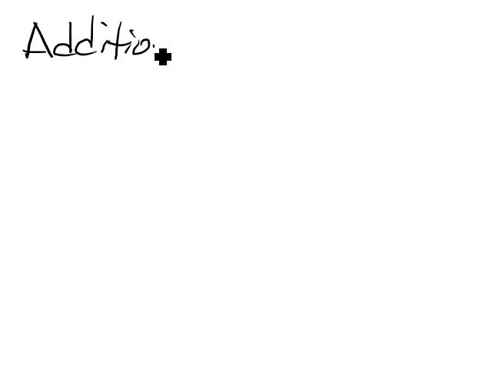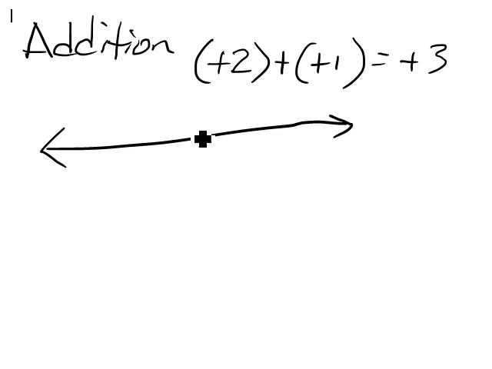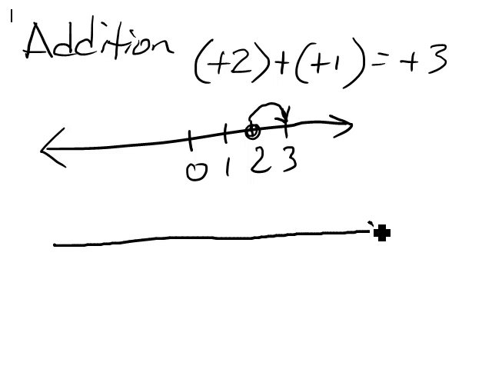Okay, same thing with addition. If you're having a hard time remembering which way to go on a number line, try solving a simpler problem. For example, positive 2 plus positive 1 is very simple. You know the answer is going to be positive 3. You don't need a number line for this, but let's see which way we go. We start off with 0, 1, 2, 3. You know that you're going to start off at 2. You're going to go to the right 1. So you know your answer is going to be positive 3.